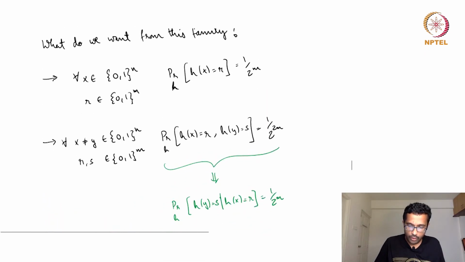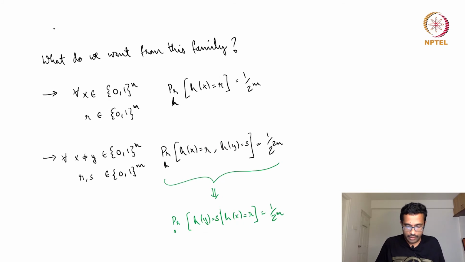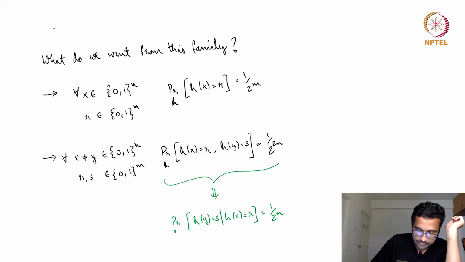So I am summarizing what we want here in these two rules. One is that given any x in {0,1} power n and any r in {0,1} power m, what is the probability that h(x) is equal to r? This probability should be 1 divided by 2 power m. This is property 1.